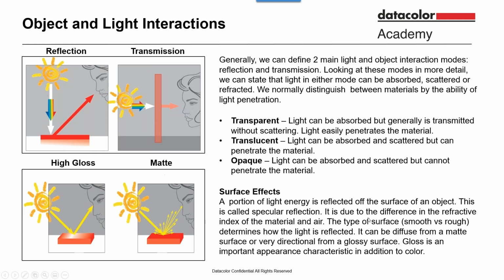Gloss is an important appearance characteristic in addition to color. So here you see when you have a very glossy surface, the light is directional and you can come right to the eye, but you can also look away from that and see a very nice deep color. However, when we have a matte surface and it has a diffuse reflection, no matter where you look, you'll see the surface, and the surface or the color will tend to look lighter or duller.